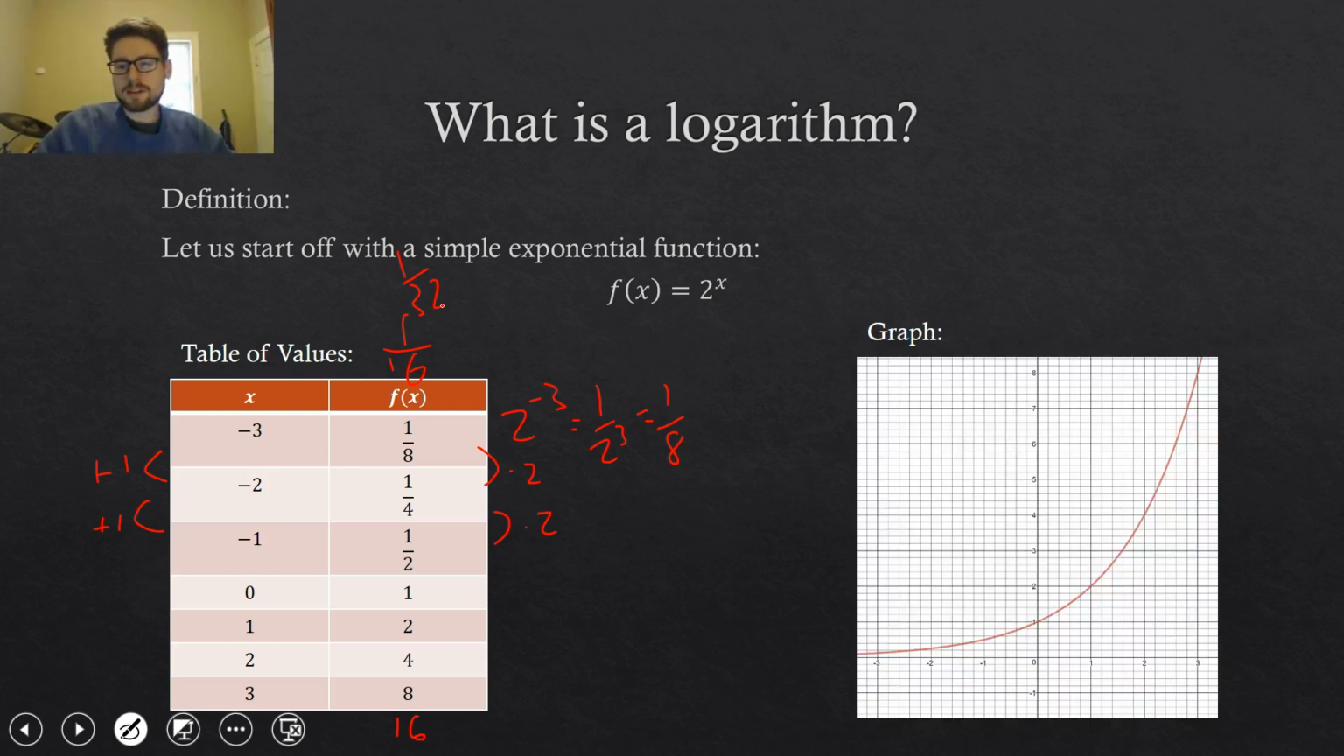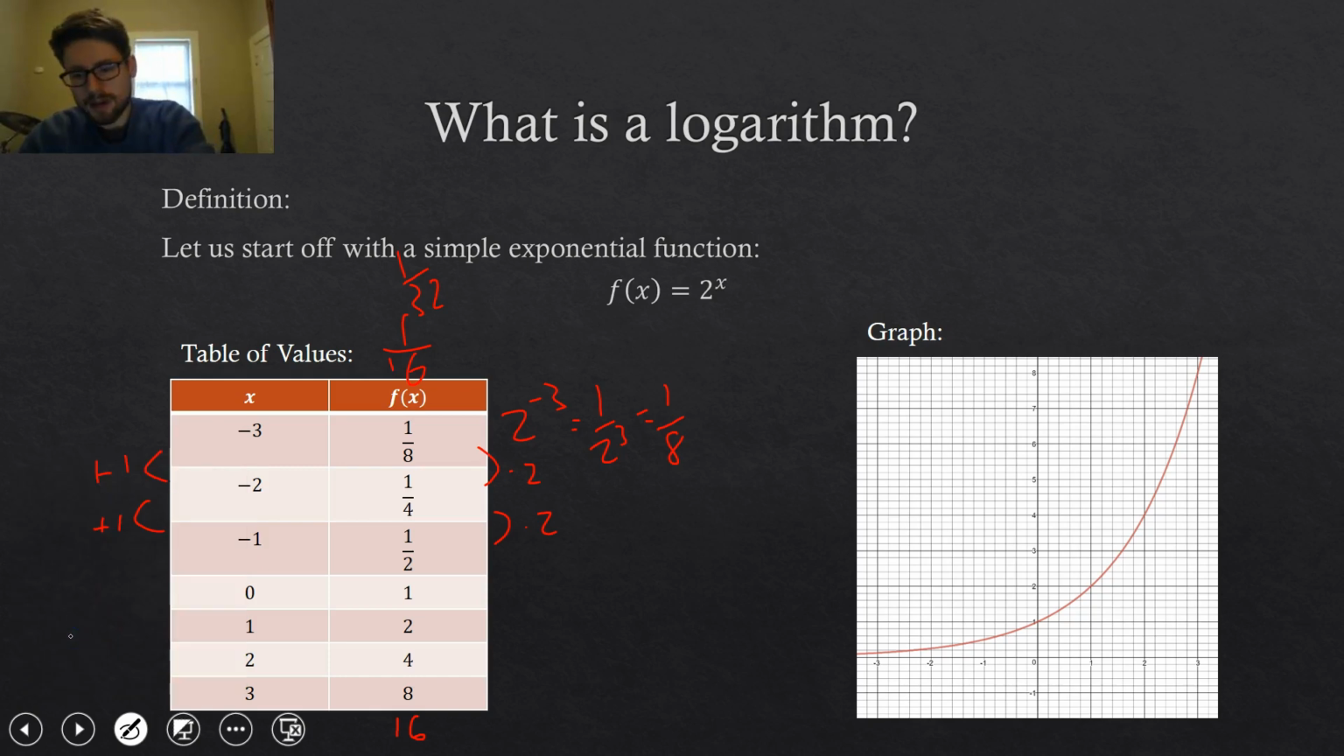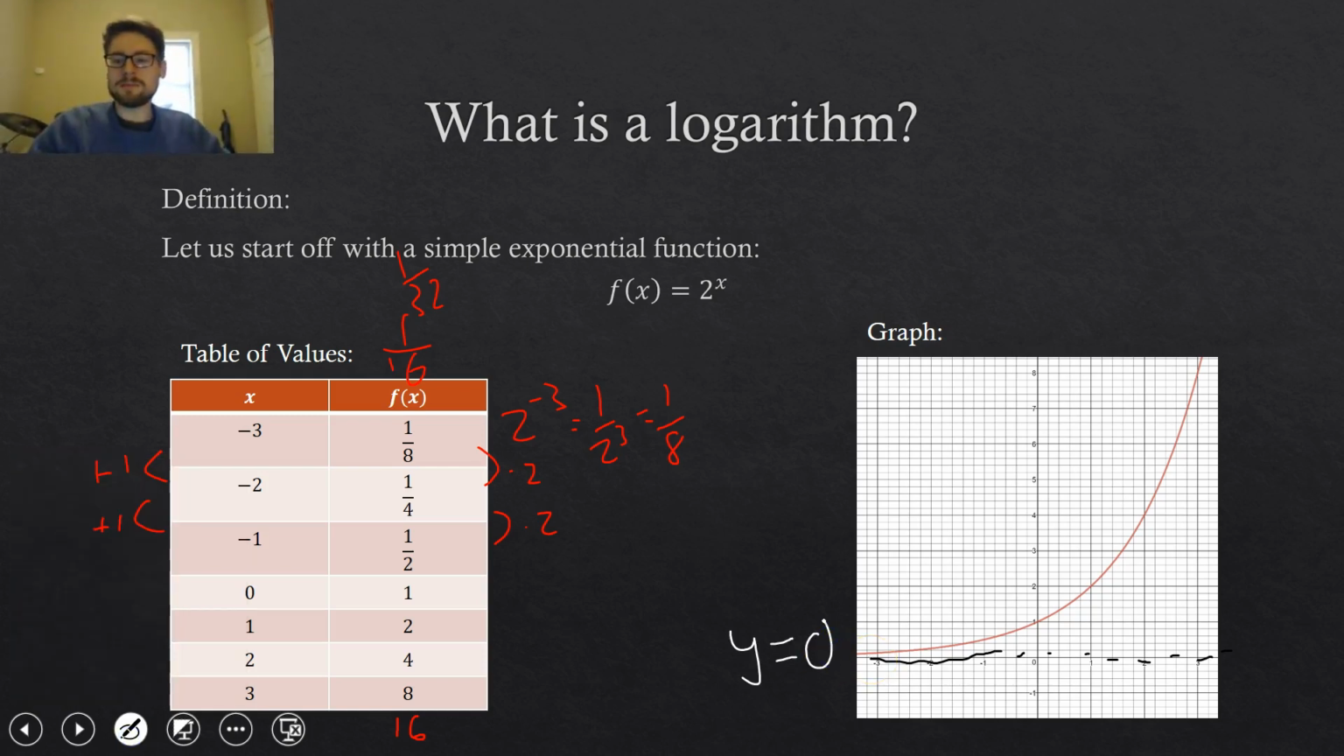So you get a graph that looks something like this. That's a snapshot of it. You'll notice that it has an asymptote. We've got a horizontal asymptote here, y equals 0, and there's no vertical asymptote. It's defined for any x. You can plug any number into this and it's going to give you some positive number out.